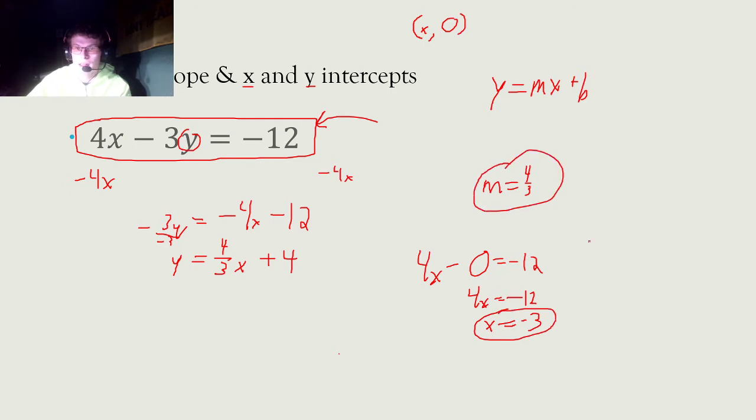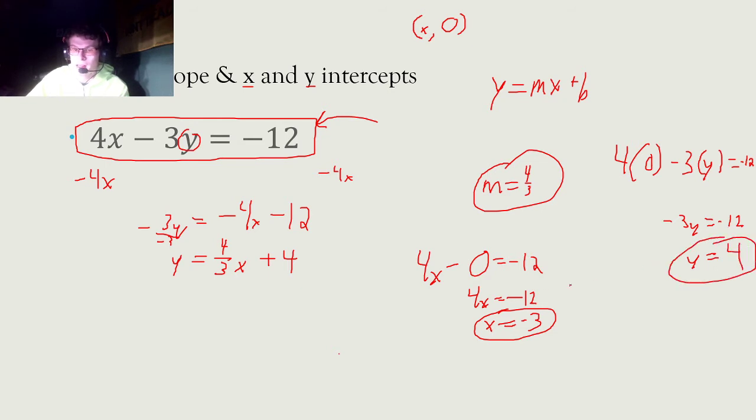And my slope, now let's find my y-intercept. For my y-intercept, I set x equal to 0, okay? So 4 times 0 minus 3 times y equals negative 12. So negative 3y equals negative 12, y equals 4. And that's my y-intercept value. So that's how you find that, okay?